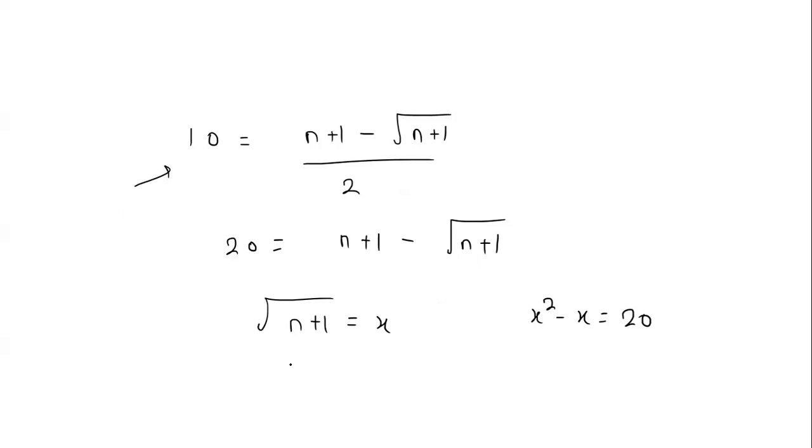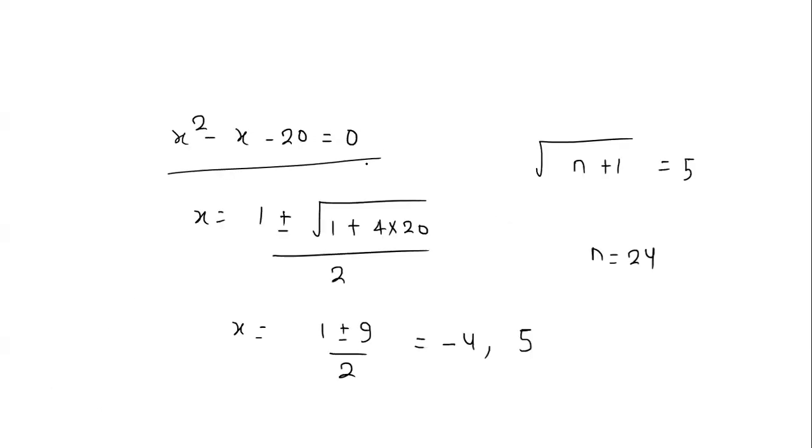So here you see, if I replace root of n plus 1 by x, then it will become like x square minus x is equal to 20. So this is a quadratic equation. So I can solve for x. It will come like minus b plus minus root of b square minus 4ac divided by 2. So it will come like 1 plus minus root of 81, which will come like 9. So the 2 factors will come like minus 4 and 5.